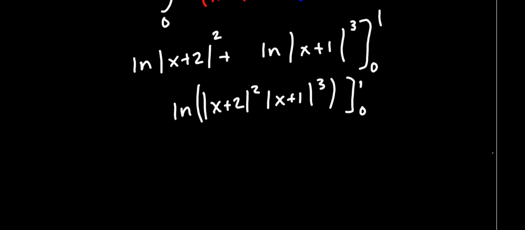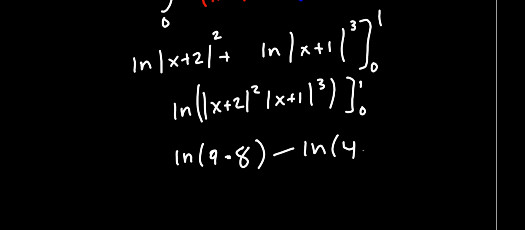Now we can combine it all in one. If we plug in 1 here, we're going to get ln of 9, which is 3 squared, times 1 plus 1, which is 2, and 2 cubed is 8. And we're going to subtract. If you plug in 0, we're going to get the natural log of 4, which is 2 squared, times 0 plus 1, which is 1, and 1 cubed is 1.